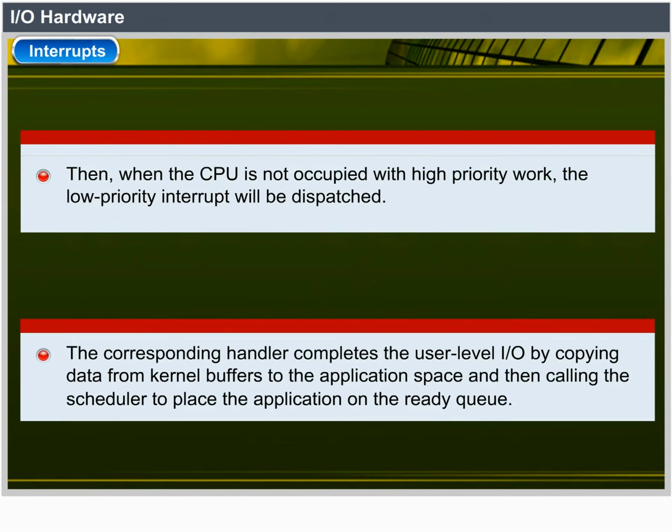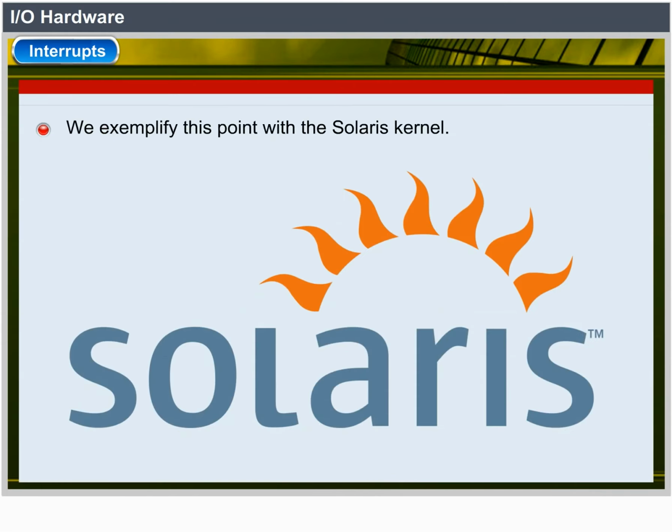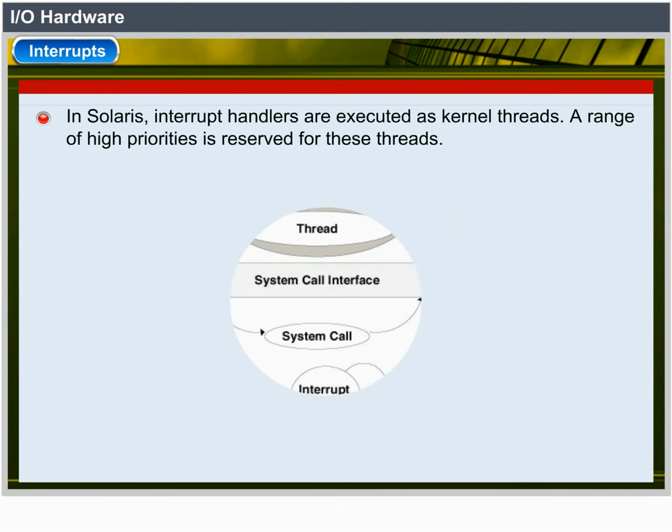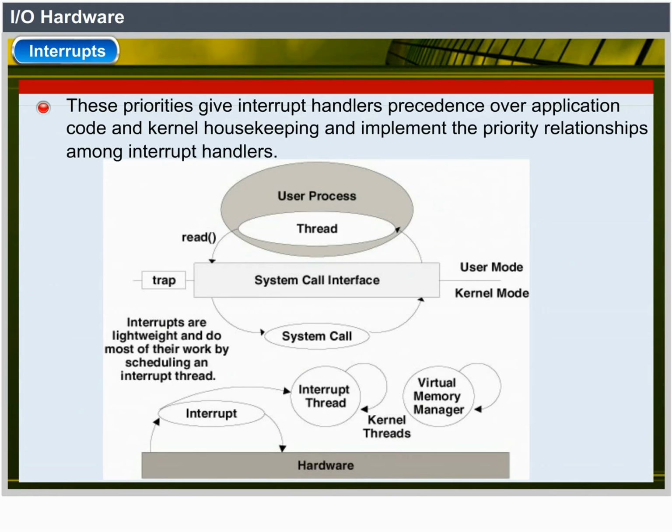A threaded kernel architecture is well suited to implement multiple interrupt priorities and to enforce the precedence of interrupt handling over background processing in kernel and application routines. We illustrate this point with the Solaris kernel. In Solaris, interrupt handlers are executed as kernel threads. A range of high priorities is reserved for these threads. These priorities give interrupt handlers precedence over application code and kernel housekeeping and implement the priority relationships among interrupt handlers.